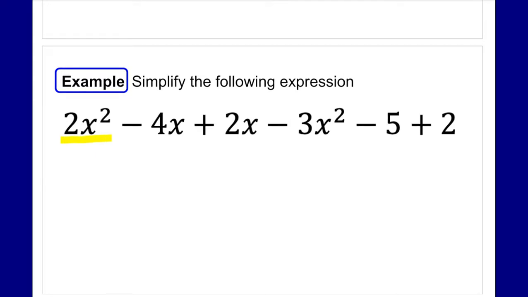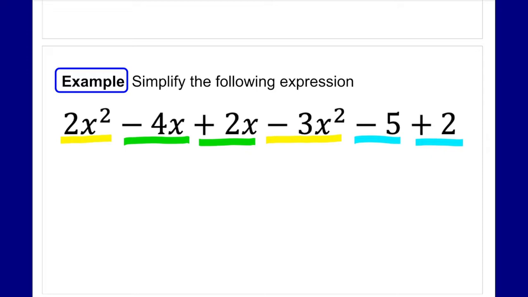Again, remember a like term is one that has the same variable and exponent. So even though we see some terms that have an x as well, look at the exponent. Is it the same? Is it a 2? We should find there is only one other like term, negative 3x squared. If I look at negative 4x and 2x, those are like terms because they both have an x. And then finally, negative 5 and 2, they're both like terms because they're just numbers.